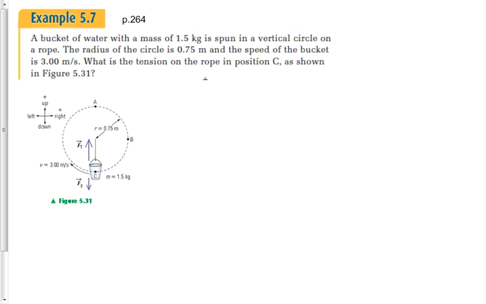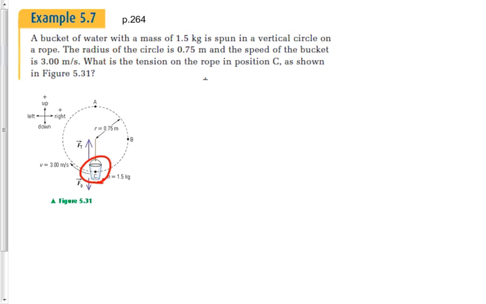Here's a problem, 5.7264. A bucket of water with a mass of 1.5 kilograms is spun in a vertical circle on a rope. The radius of the circle is 0.75 meters and the speed of the bucket is 3 meters per second. What's the tension of the rope in position C as shown in figure 5.31? So what's the tension on the rope right here at position C? The tension on the rope is what variable? They've called it FT here, but we called it what?